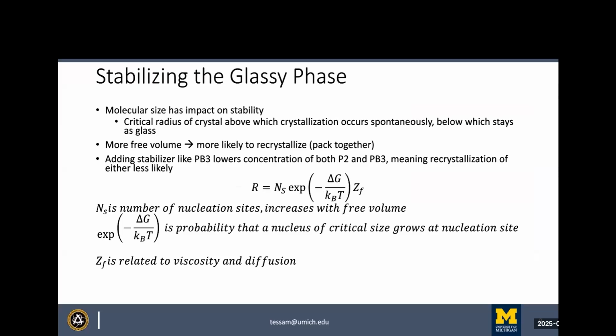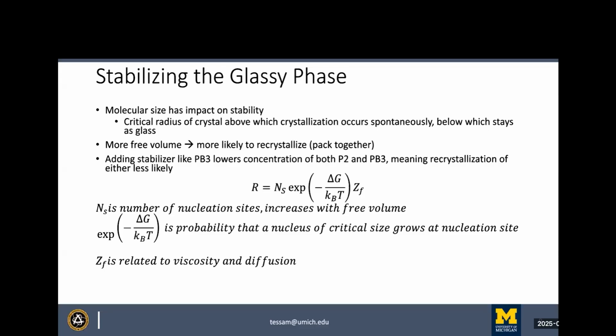So we know that molecular size has an impact on stability. There is a critical radius of the crystal above which crystallization occurs spontaneously, yet below which it stays as a glass. And the more free volume there is, the more likely it is to recrystallize or pack together to minimize that volume. Adding a stabilizer like PB3 lowers the concentration of both, which makes the recrystallization of either less likely.